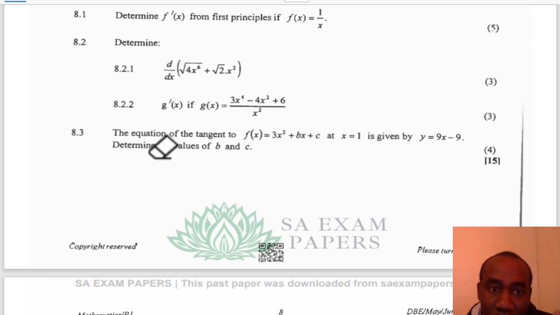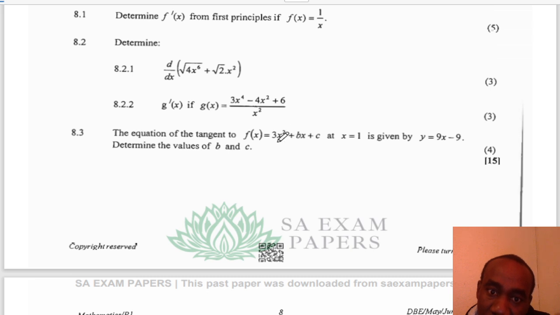Yeah, so we're trying to solve this question 8.3 yesterday and we didn't finish it. So it's a very simple question. Here they said that the equation of the tangent to the function f of x equals 3x squared plus bx plus c at x equal to 1 is given by y equals 9x minus 9. Now they said we should solve for the values of b and c.